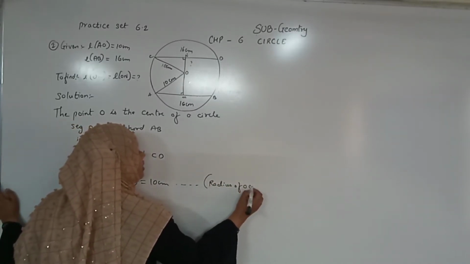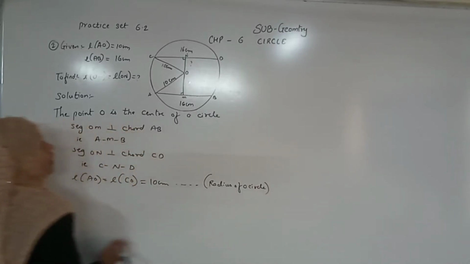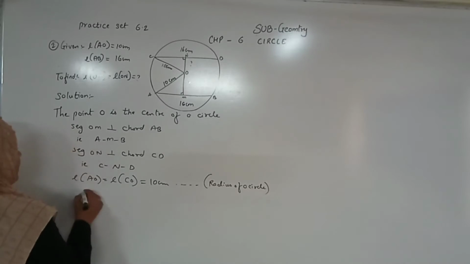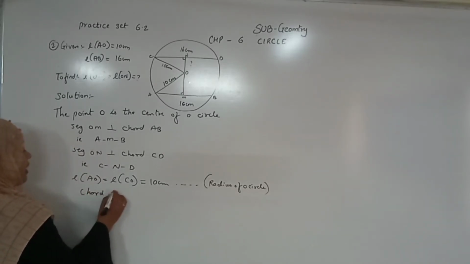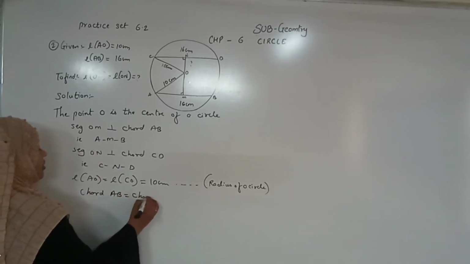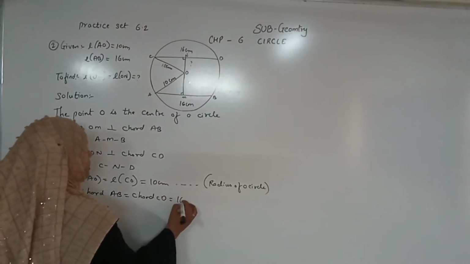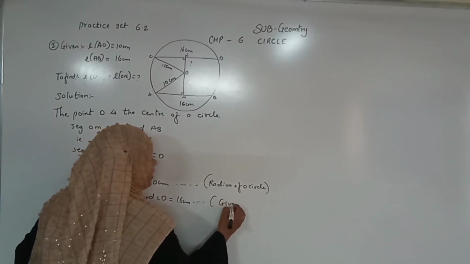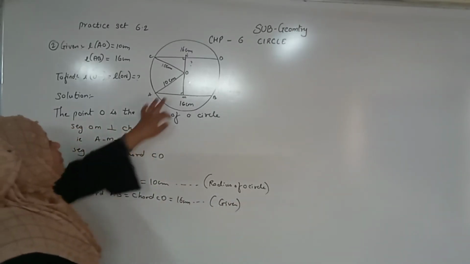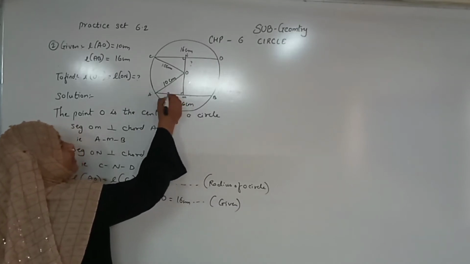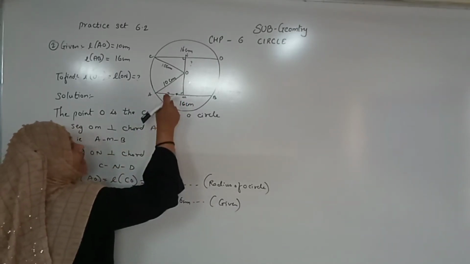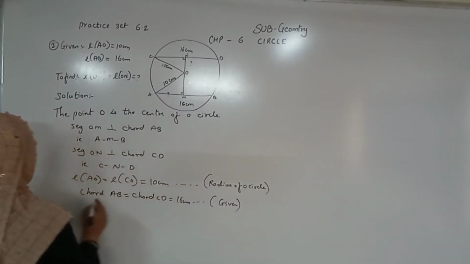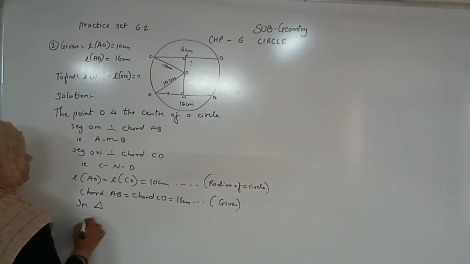Now, students, the two chords are congruent, so you will write chord AB equals chord CD, which equals 16 centimeters. This is given in our question. Then we can assume a triangle and find AM, and by finding AM we can use the Pythagoras theorem to find OM.